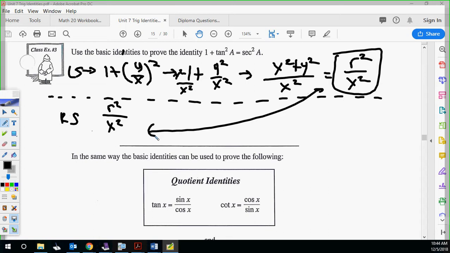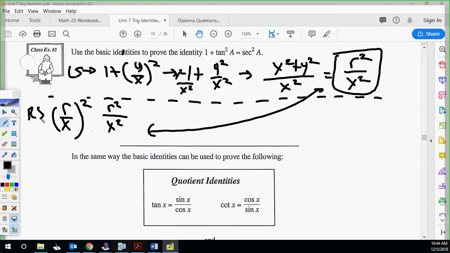Okay, I guess I could have wrote one step, I guess. I could have wrote r over x squared for secant. And then it's r squared equals x squared, so we're equivalent. Okay, so you just proved the identity. Congratulations. Yeah, all right, woo.